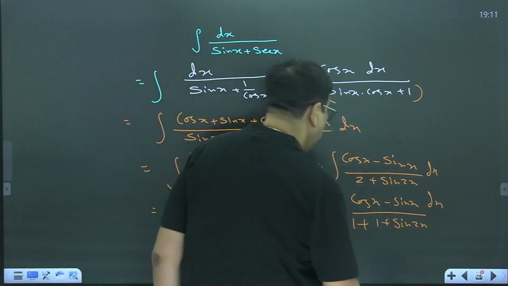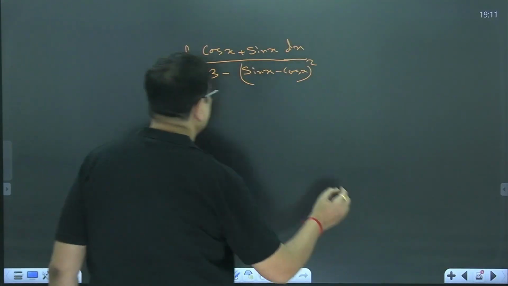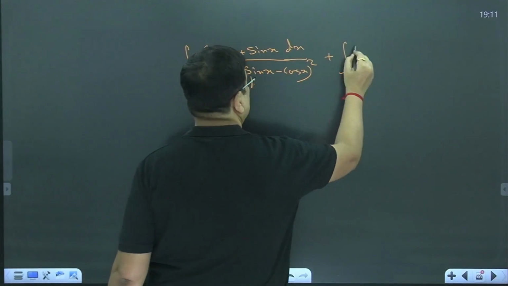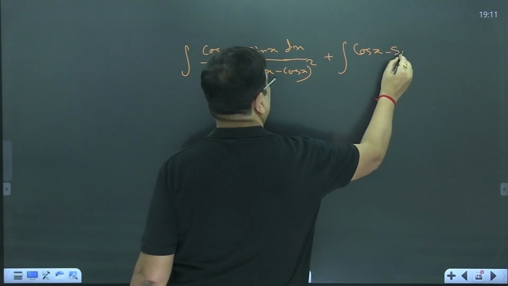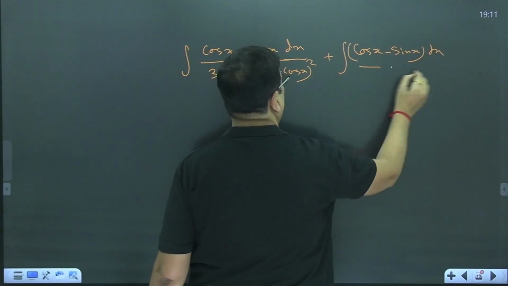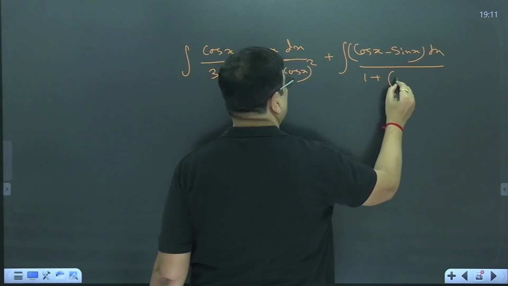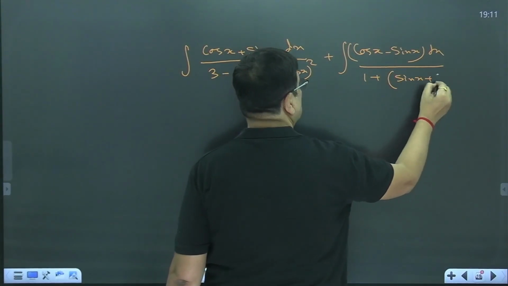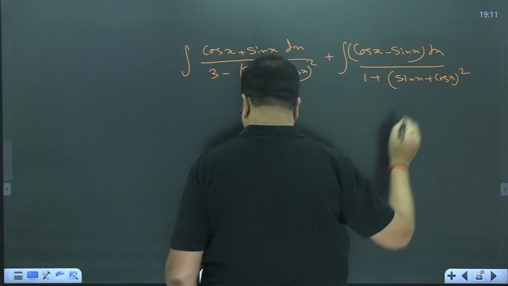So I can write here cos x minus sin x plus cos x minus sin x by 1 plus sin x plus cos x whole square, right?